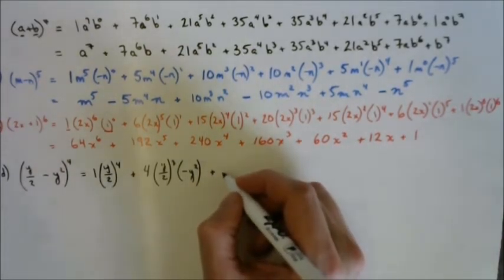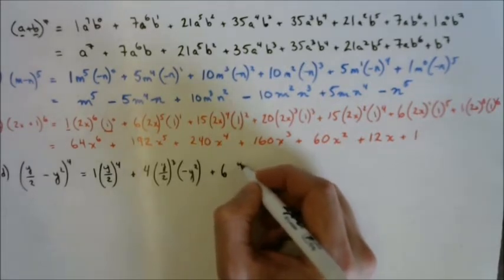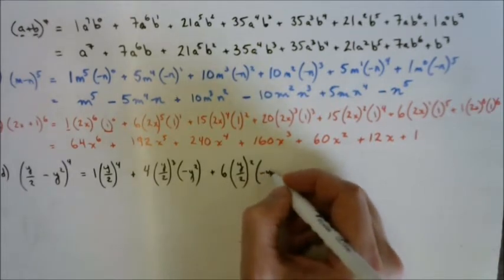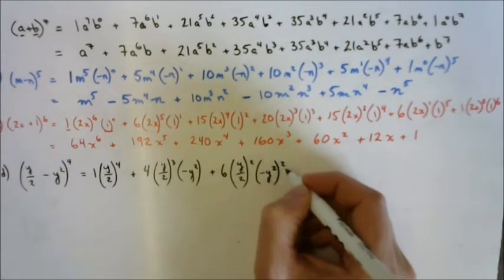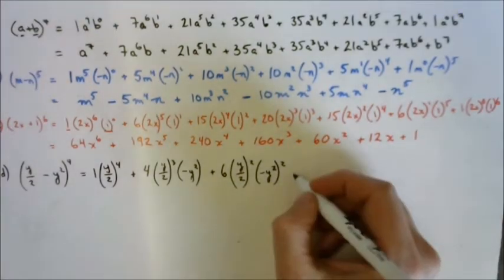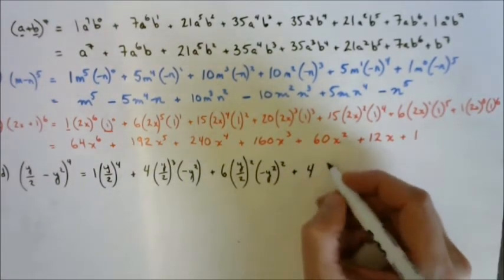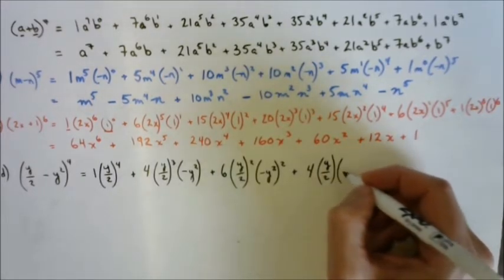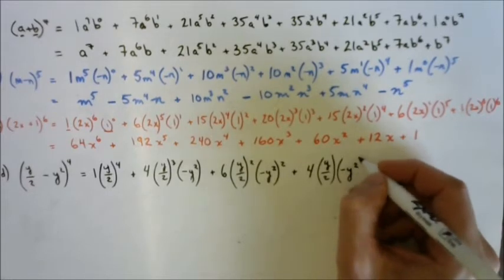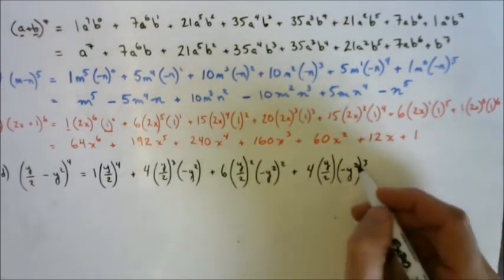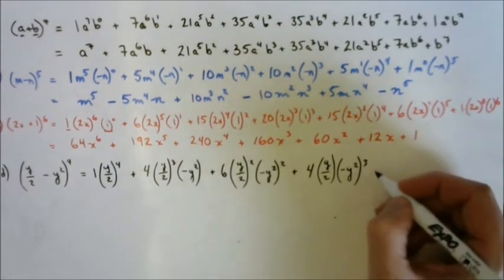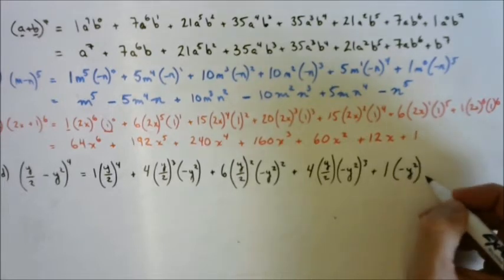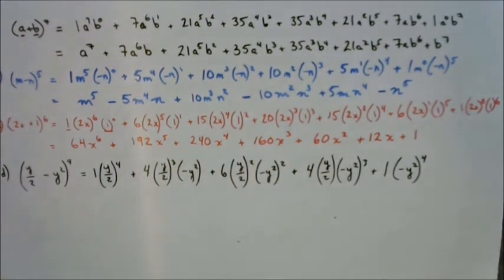Next coefficient in row 4 is 6. We're going to have 2 factors of y over 2 and 2 factors of negative y squared. Next coefficient is 4. We're going to have 1 factor of y over 2. We're going to have 3 factors of negative y squared, in brackets to the exponent 3. And the last one has a coefficient of 1. And we've got negative y squared in brackets, 4 factors of that, to the power of 4.